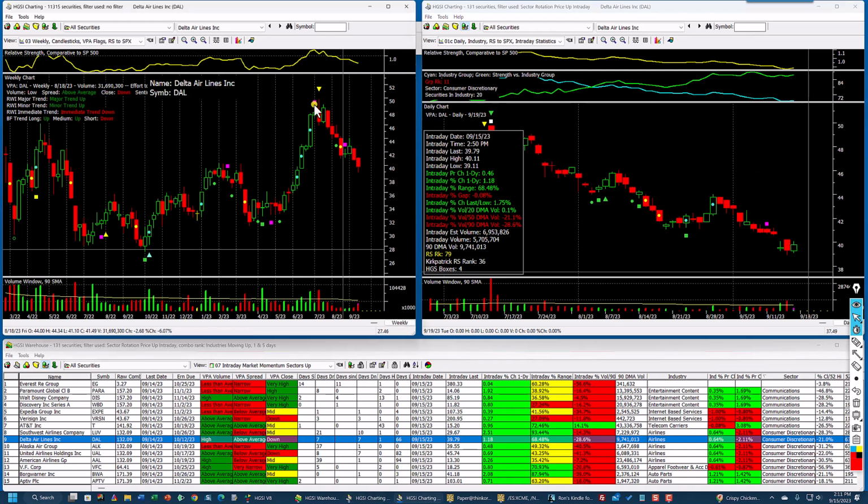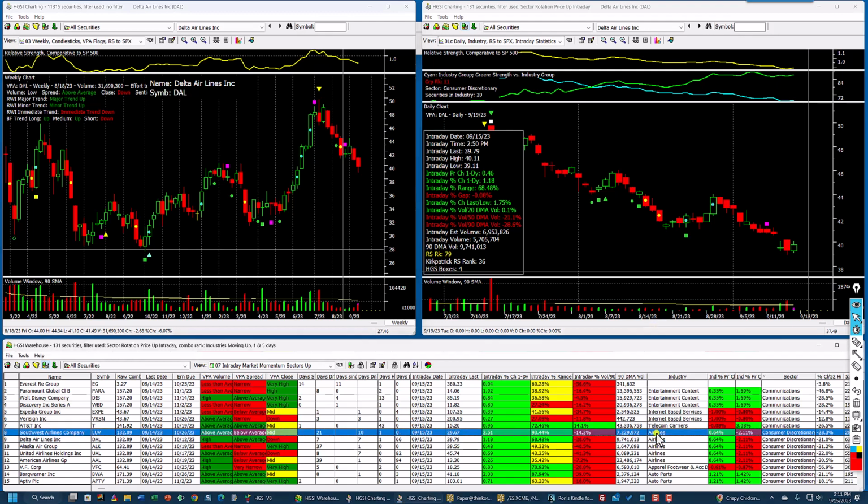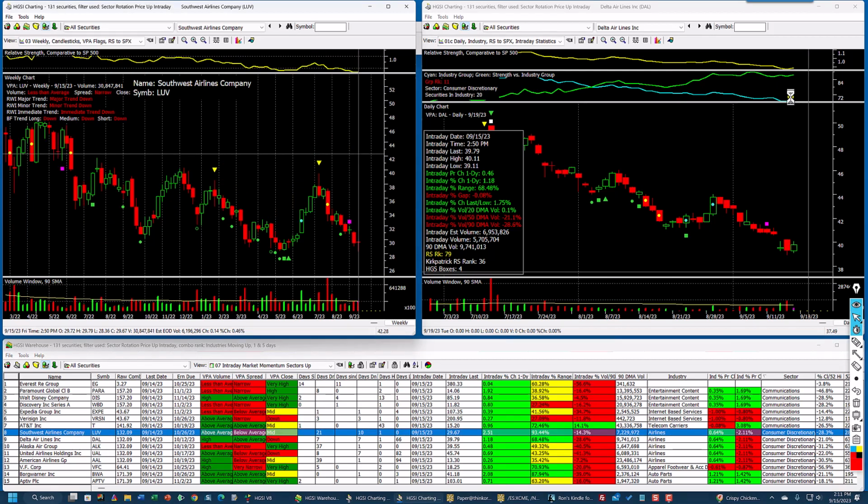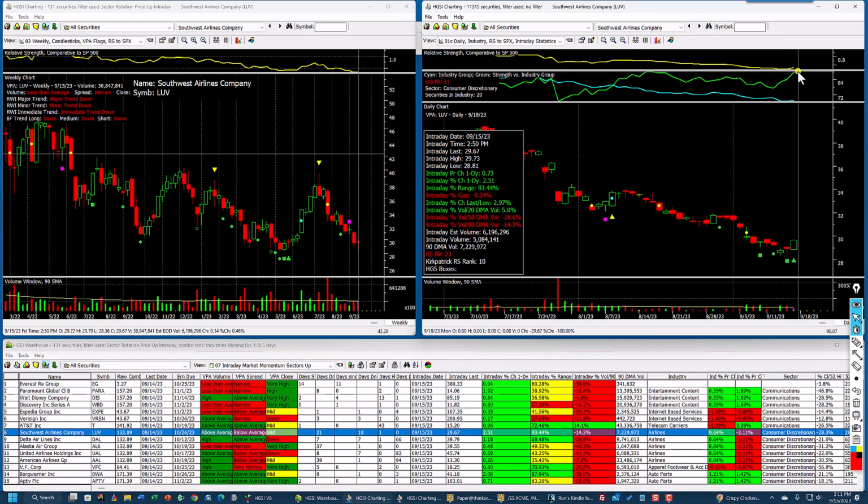Looking over here at the weekly chart, the trend is clearly down. I don't see any accumulation in the weekly chart. So if I were going to purchase one of these stocks or put it in my watch list, it would certainly be Southwest, because it is moving up and holding up much better than its industry group.